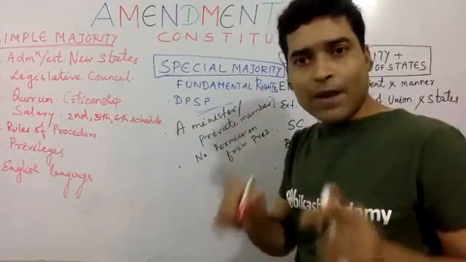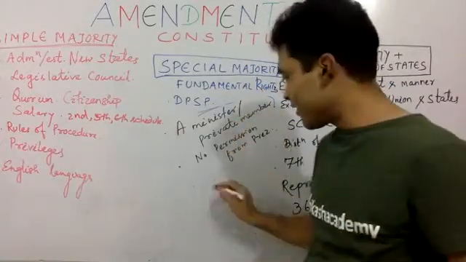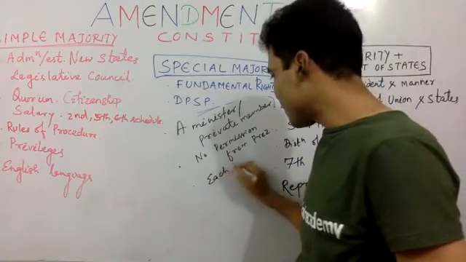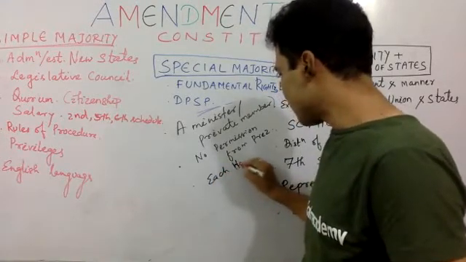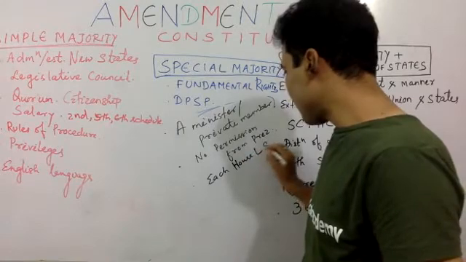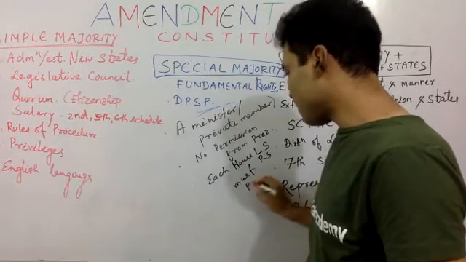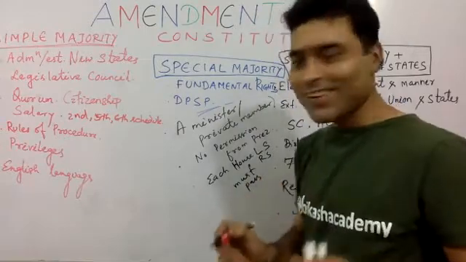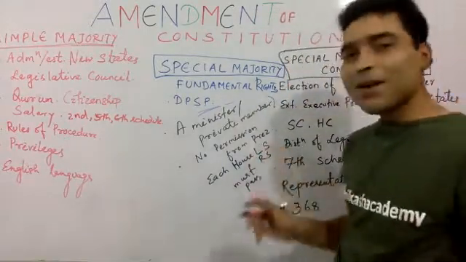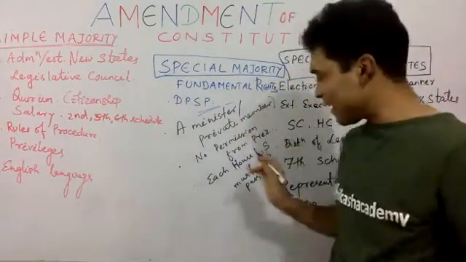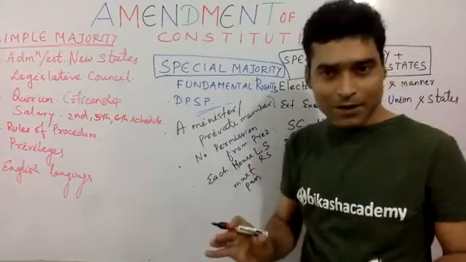Another thing is that each house of Parliament must pass the bill. Lok Sabha and Rajya Sabha must pass it separately. Are you getting my point? So Lok Sabha will pass it separately and Rajya Sabha will pass it separately.